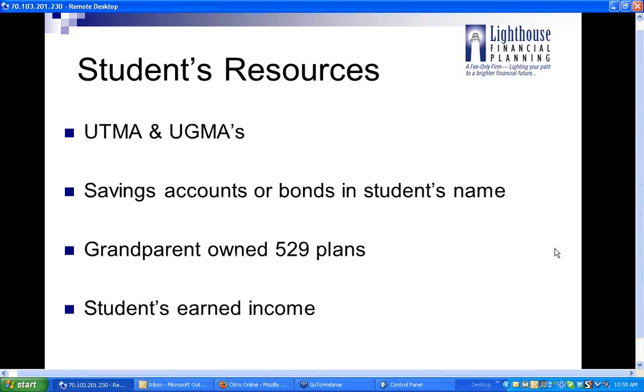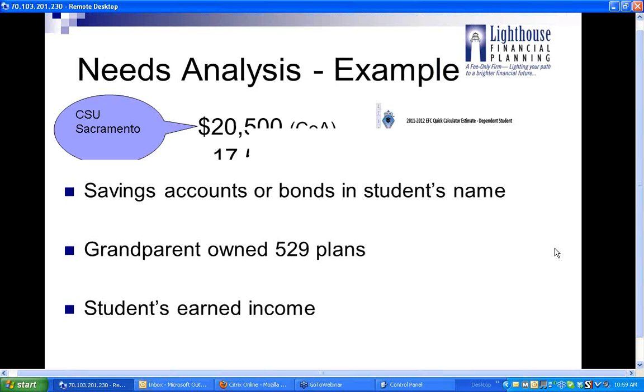If we take a look at what is considered a resource, I've got a list here of the common ones. Any UTMAs, UGMAs the student may have are going to be considered resources, as are savings account, bonds, checking account, grandparent-owned 529 plans. It's a very important point to, if we're planning for a type 2 family, and parents involved in funding, we want to have a conversation about, does it make sense for the grandparent to be the owner, or should it more appropriately be the parent? But that's just a discussion, just a planning opportunity, something to look at. And then, of course, if the student has any income, those are 100% available.